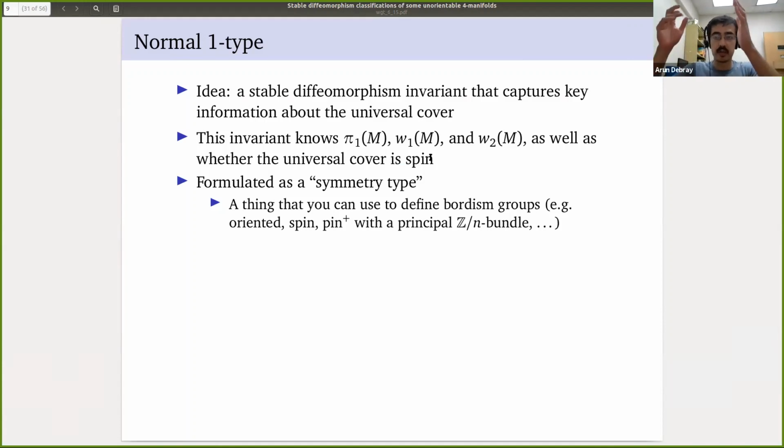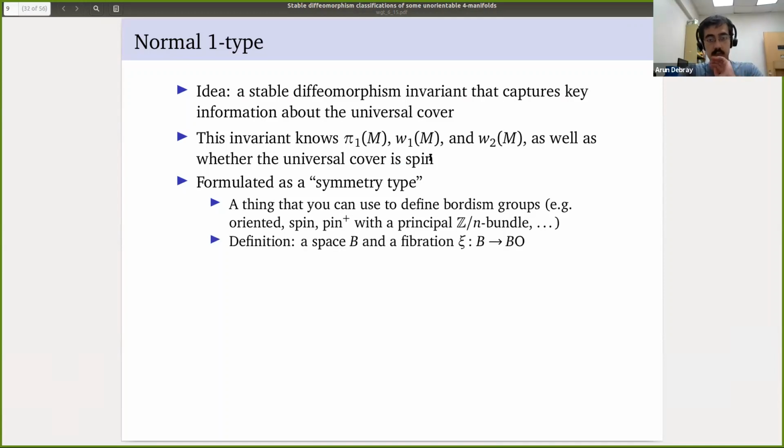Things such that when you take that data, you can induce that data on a boundary and therefore define notions of bordism and therefore bordism groups. Oh, sorry. If you're used to calling this cobordism, I will use the words interchangeably. So a symmetry type is defined as a space B and a fibration to this stable orthogonal group classifying space BO.